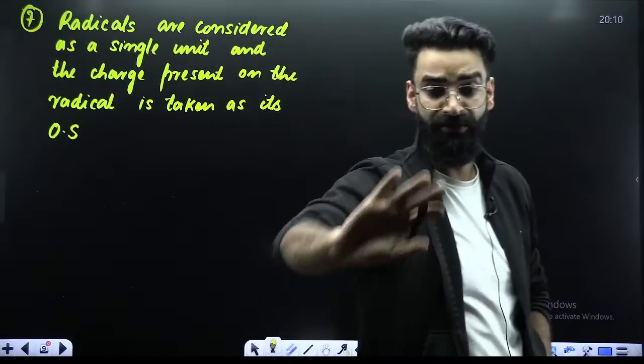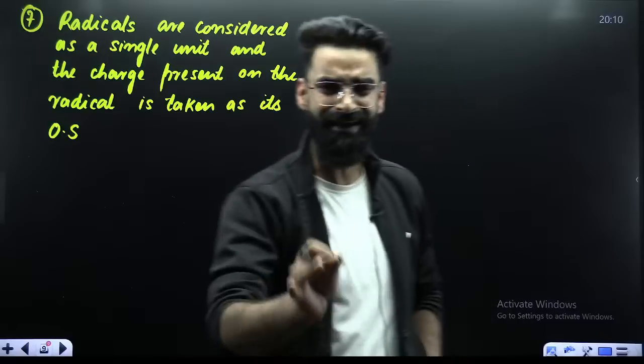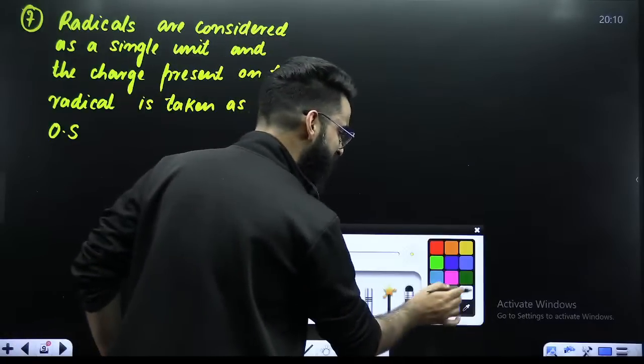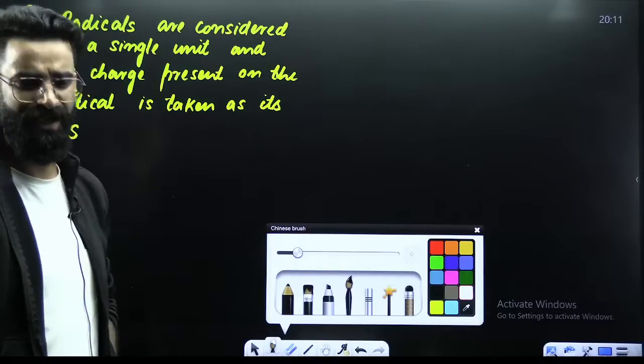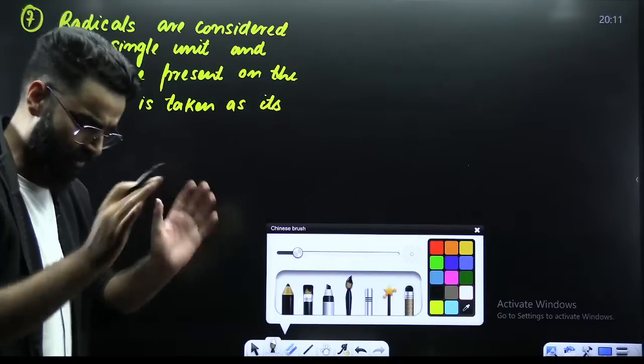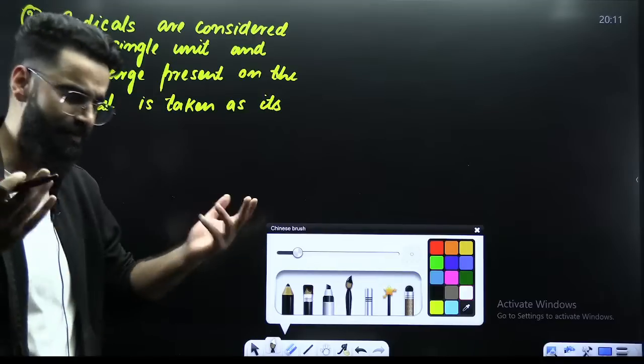First of all, I'm not talking about the free radical here. A radical is defined as an atom or group of atoms having any sort of charge on them. Atom or group of atoms having any sort of charge on them, you call them a radical.